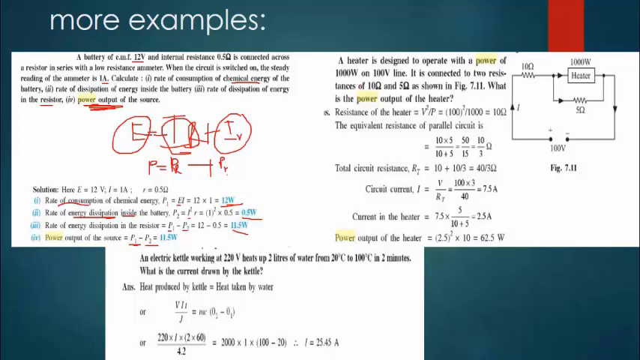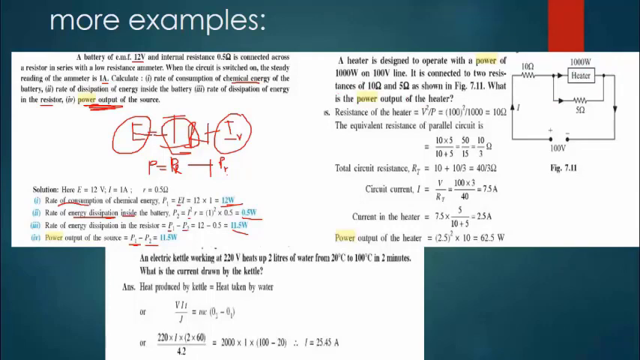Again, we have another example. A heater is designed to operate with a power of 100 watts on a 100 volt line. It is connected to two resistances of 10 ohms and 5 ohms as shown in the figure below. One is connected across it, one is connected in series. What is the power output of the heater? What does this heater give as the power output?